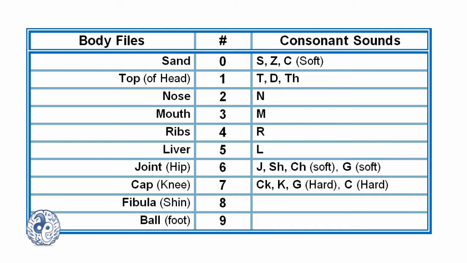The next one is fibula. The corresponding number is 8, and the consonant sound is F or V, like V for vase or F for fibula. And the last one is ball, like the ball of your foot, and the corresponding number to that is 9. The consonant sound is either the B sound or the P sound.